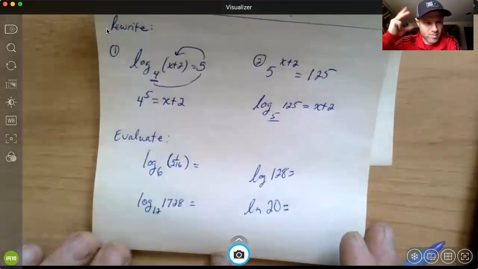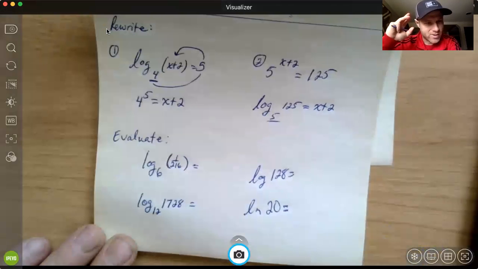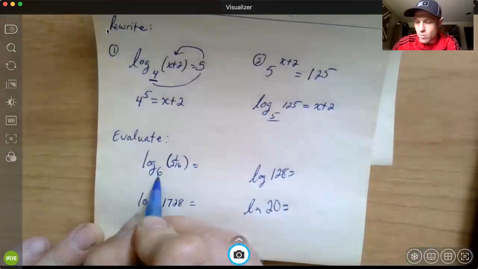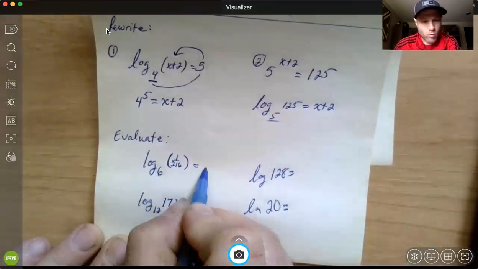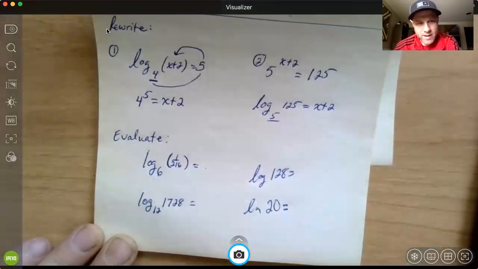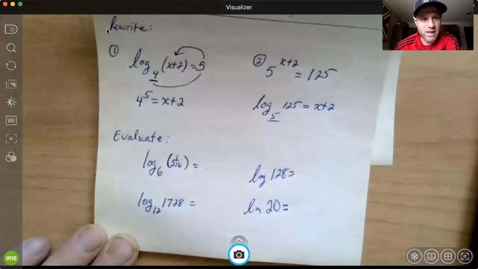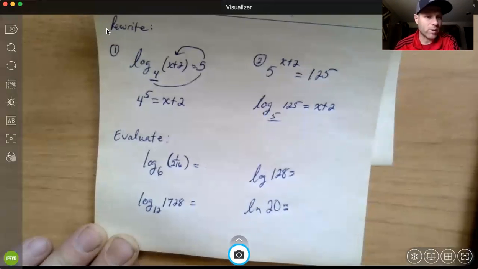So you have to be able to process this in your mind, like saying to yourself, well, when I read a log question, what I'm really asking is, in this question, 6 to what power equals 1 over 216. And I picked this one because it's my devil's cube. It's one of my favorite cubes. I mean, I don't really like it, but I always have fun with it because it's 6 times 6 times 6, which is why I call it the devil's cube.